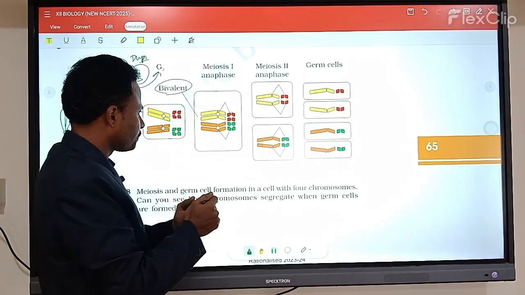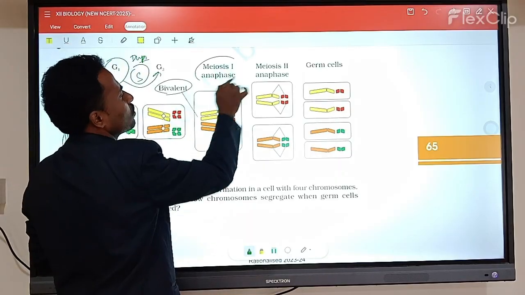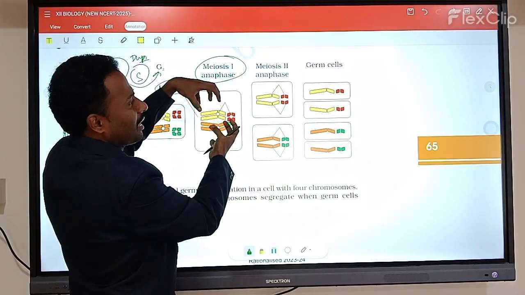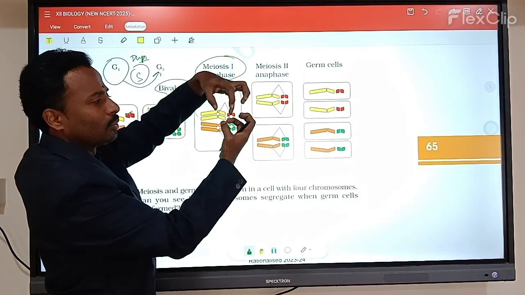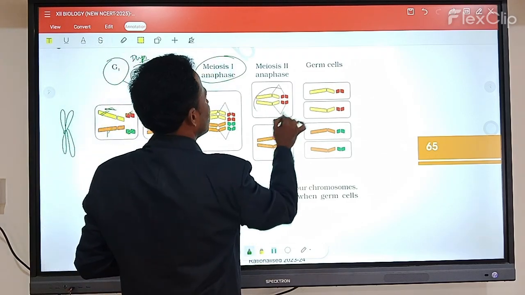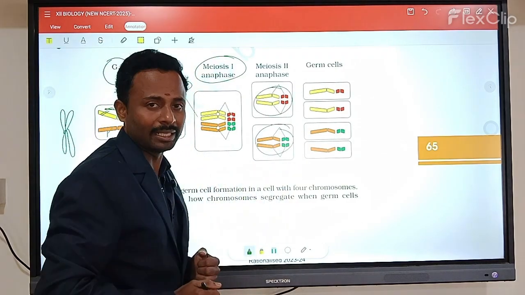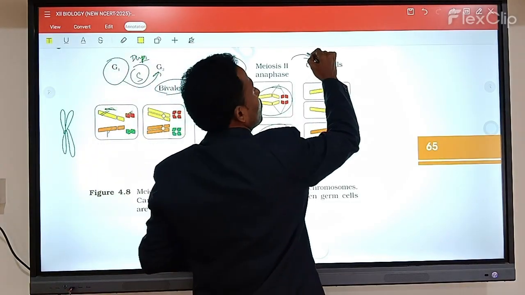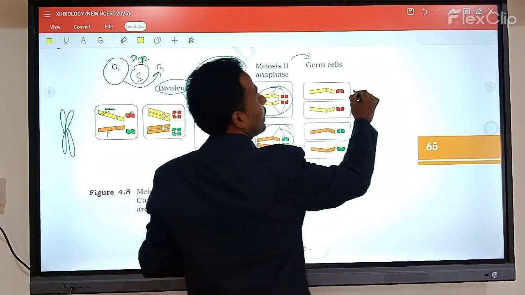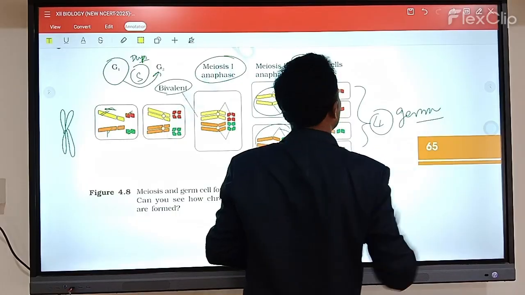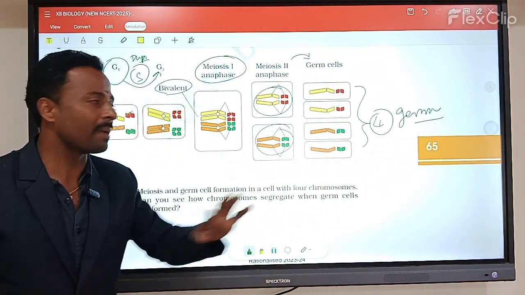So when you observe anaphase of meiosis 1, what happened? The chromosomal segregation. In anaphase, the two chromatids get pulled apart, and the chromosome separation takes place. Then in the process of telophase, what happened? They form four germ cells. The four germ cells are nothing but gametes that are formed in that process.